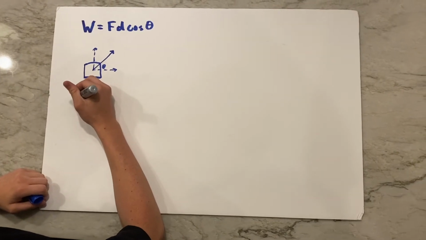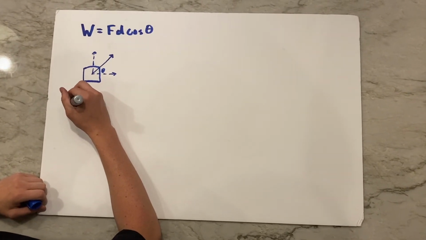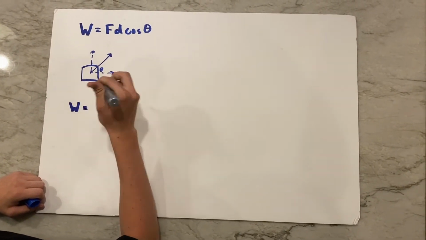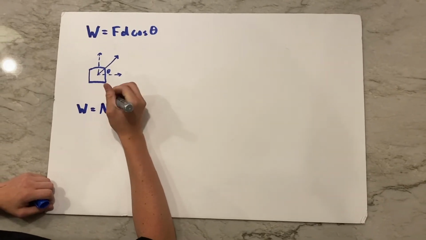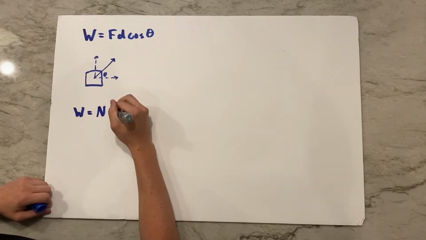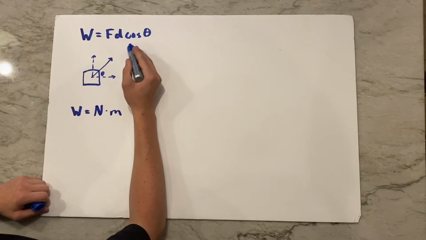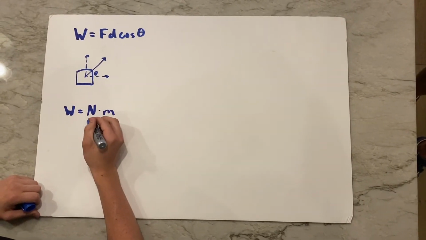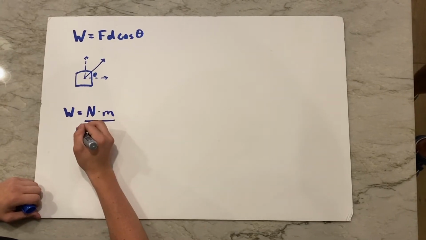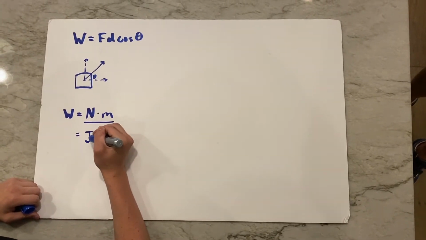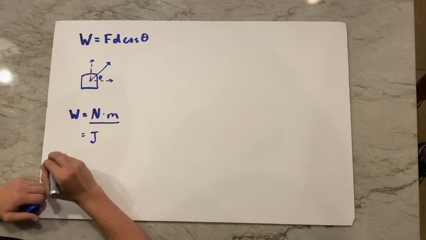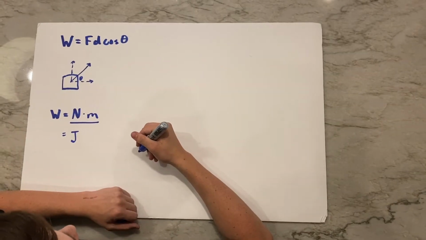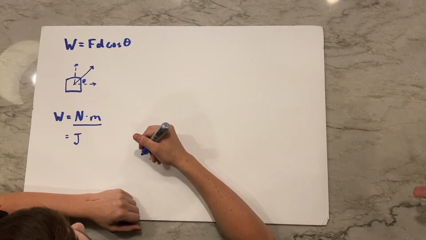So what are the units of work? If you think about it, what are the units of force? The units of force is a Newton. What is the units for distance? That's a meter. And the ratio of cosine theta is unitless, doesn't have a unit. So we end up with this unit here, newton meter, which we call a joule, which we represent with a capital J. In this lab, we're focusing on power output.